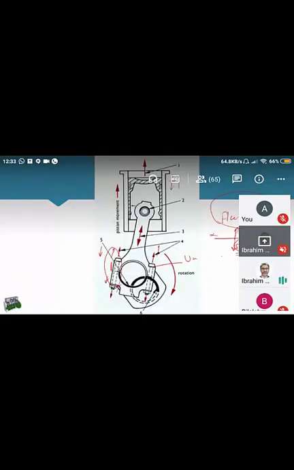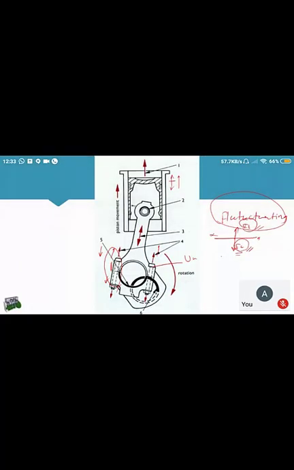So the actual design of this will be subjected to fluctuating stresses or the endurance strength. But when we consider the static loading, it can be designed either for tensile or for compression.